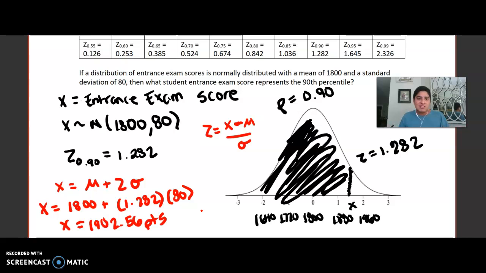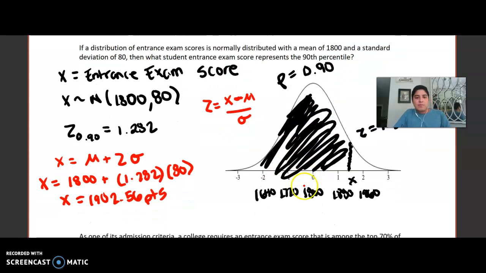So my statement would just sound like, the student entrance exam score that represents the 90th percentile is 1902.56 points. And if you were asked to interpret that, you would say the value of 1902.56 is at the 90th percentile, meaning that 90% of student entrance exam scores are at or below this value. So you see now all the connections that we've been doing in this unit. So that is a lower bound example.